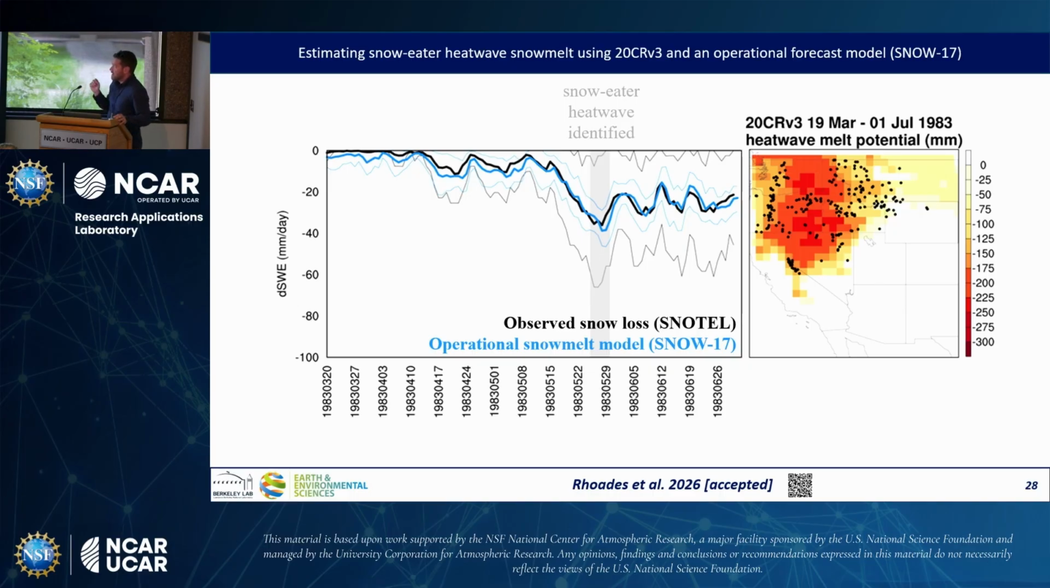And what you can see is that we also identified the snow drought heatwave event, and it occurred at the peak of the negative dSWE during the event.